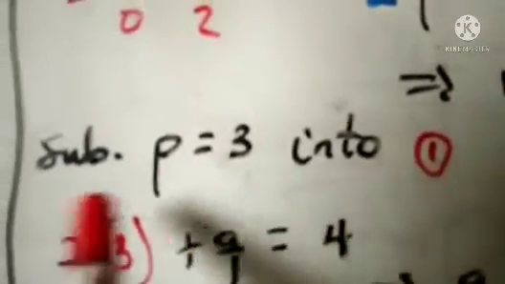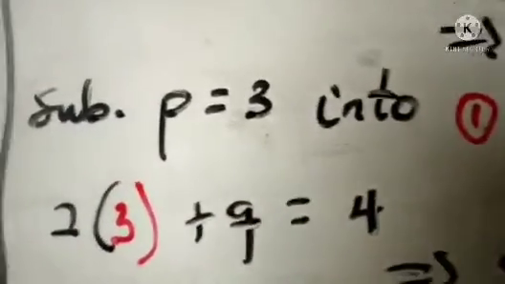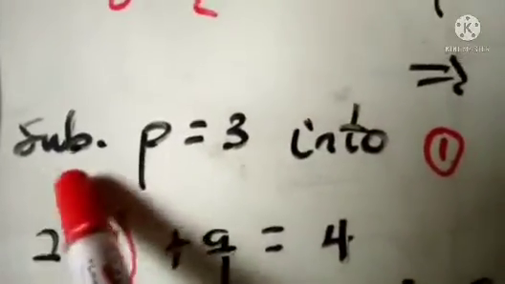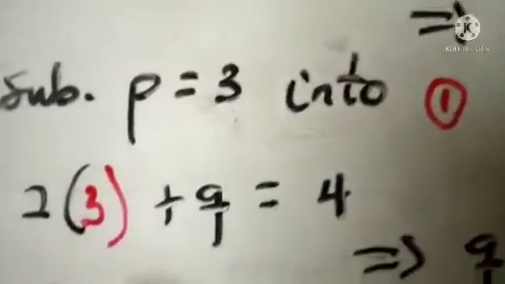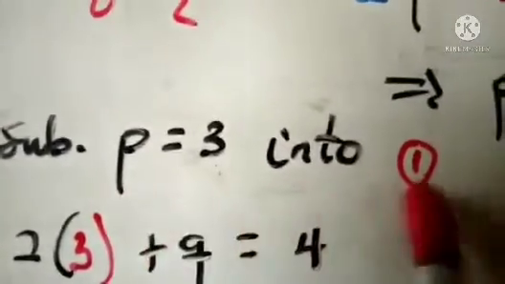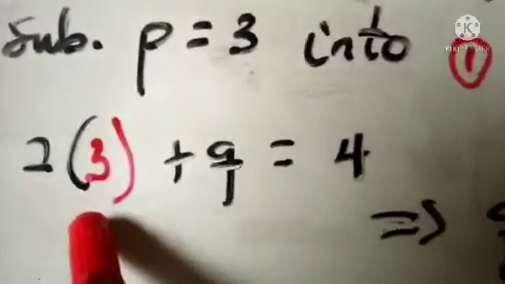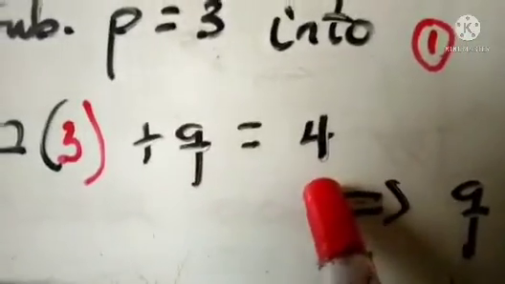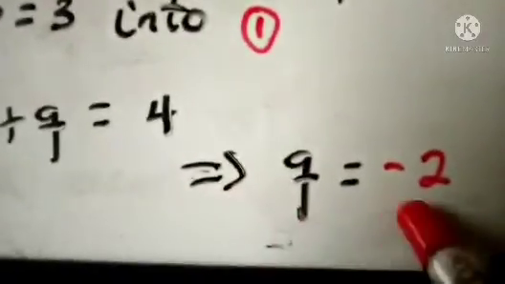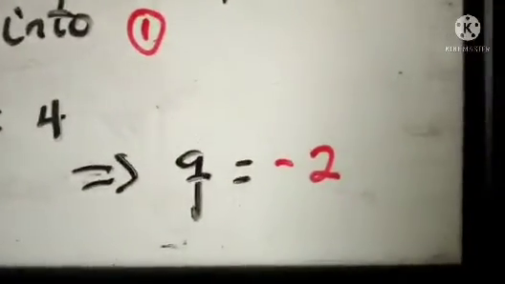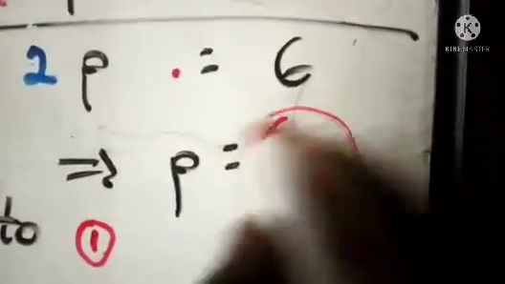You have to write this in a combination of English and mathematics so that the examiner will know exactly what you are doing. So, substitute p is equal to 3 into equation 1. Meaning I'm replacing p in equation 1 by 3. So equation 1 is 2 times 3 plus q is equal to 4. When you solve this, you have 6 plus q is equal to 4, meaning that q is equal to minus 2. So these are the two values they are asking us to find: p is 3 and q is minus 2.